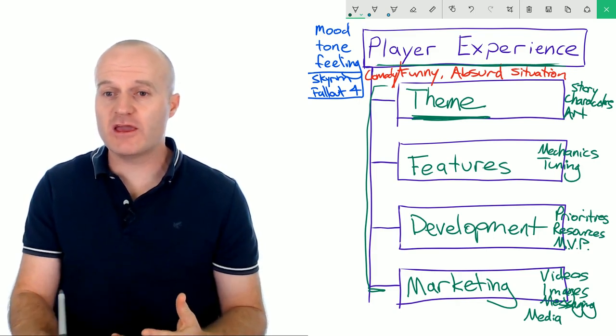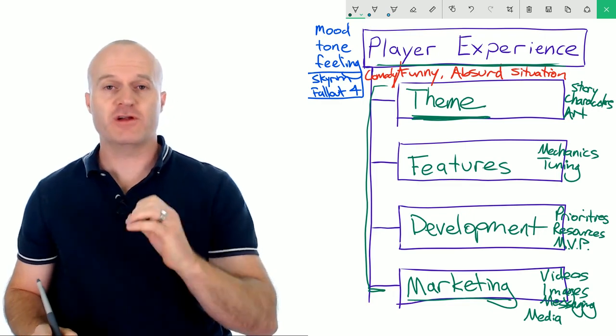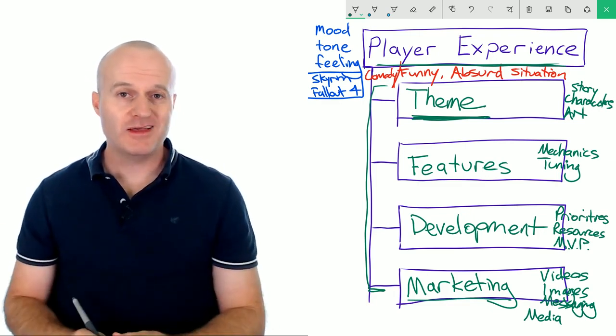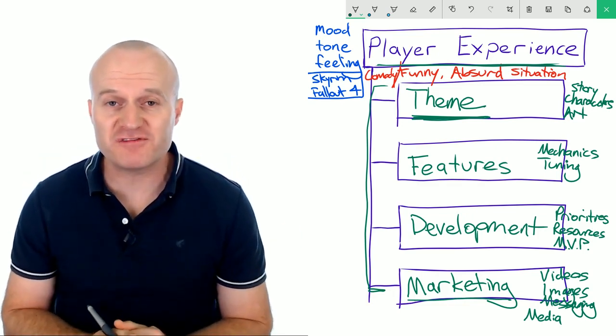So if we're making a game which is funny and absurd and comical, then in our marketing it might be the funniest game on Steam. There we go. And it may or may not be. We have to live up to that. But there's our marketing kind of halfway figured out, isn't it?